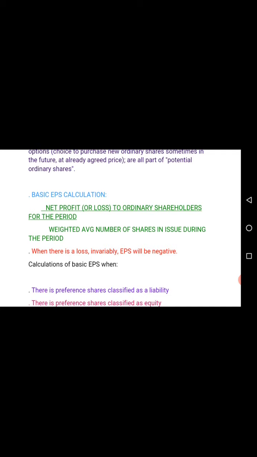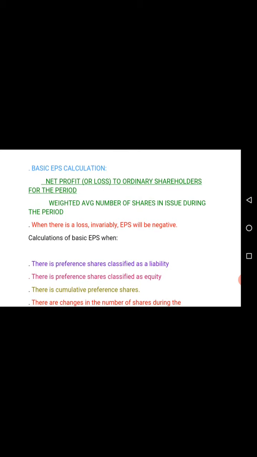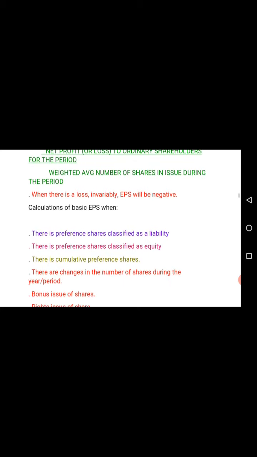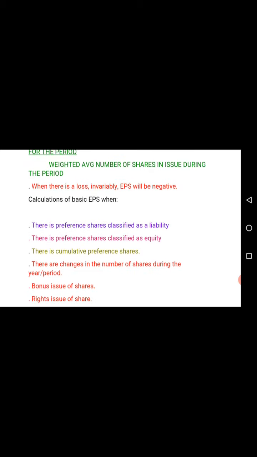Then we have calculations of basic EPS when. So we'll be taking a look at each one of them here, and this is a point where we have to be serious because the calculations are about to come in. It says we'll be having calculations when. The first one is preference shares is a liability. You'll get an example on that. The second one is when preference shares is an equity. The third one is when there is cumulative preference shares.